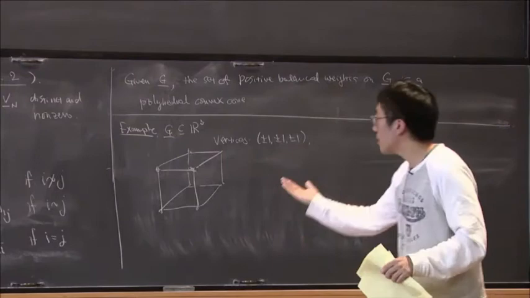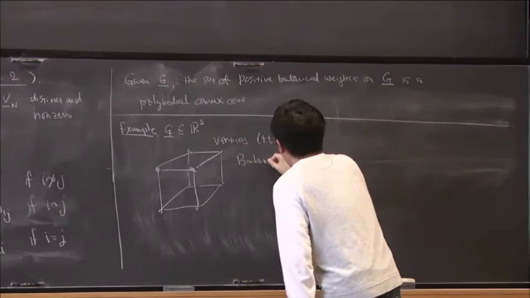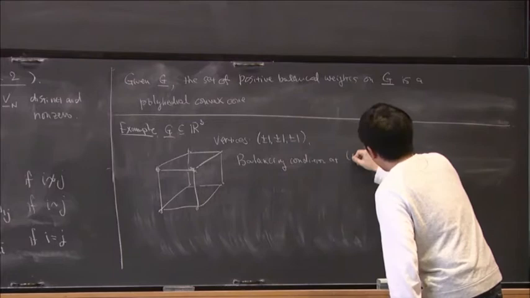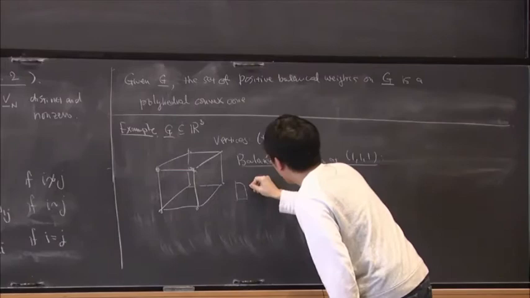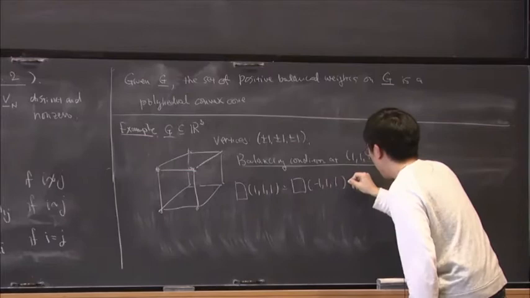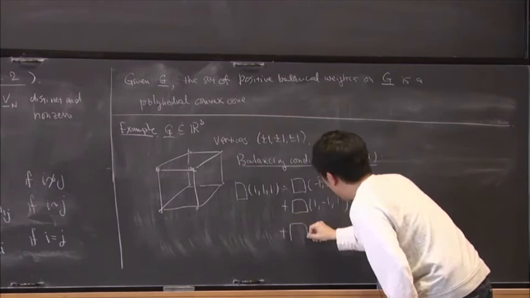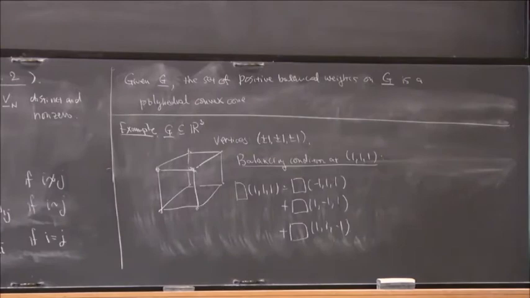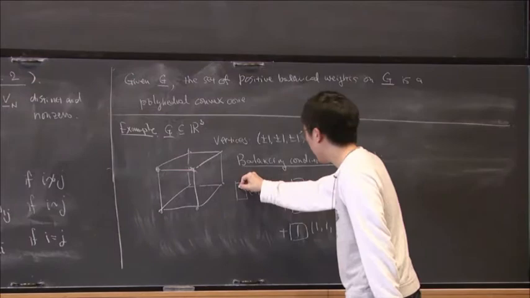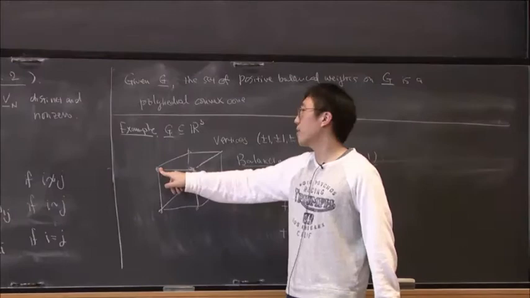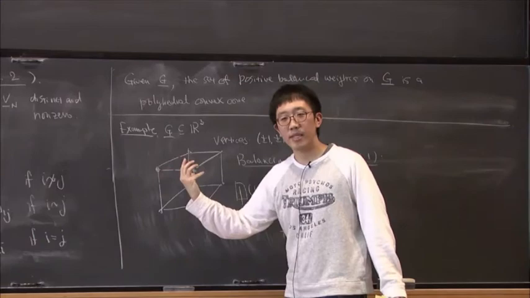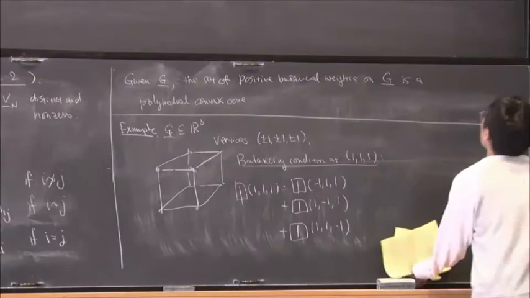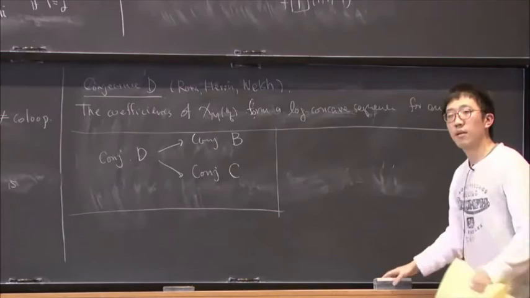So, for example, the balancing condition at say (1, 1, 1) amounts to solving or filling in the squares of this equation. And up to a multiple, the only way you can solve this equation is to plug in 1, 1, 1, and 1. And the same thing applies here. So it should be 1, 1, 1 here. Same thing applies here, 1, 1, 1 here. And everything agrees.